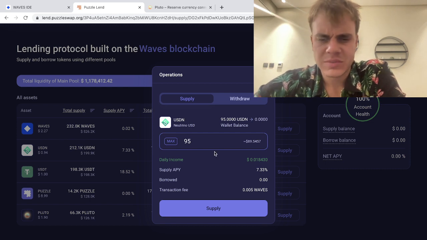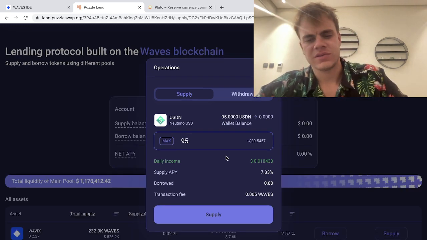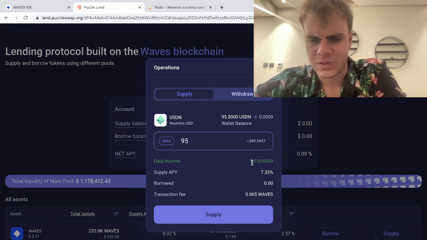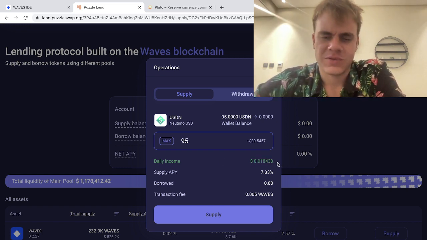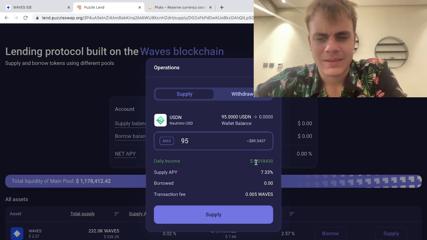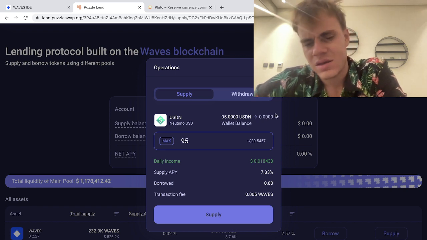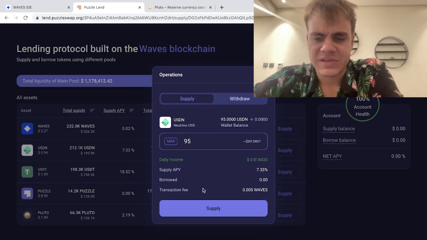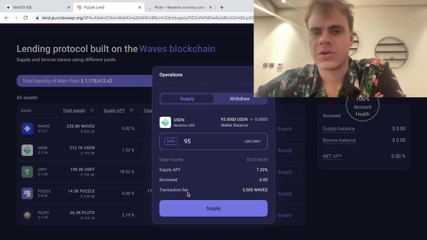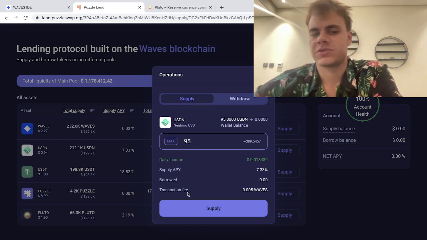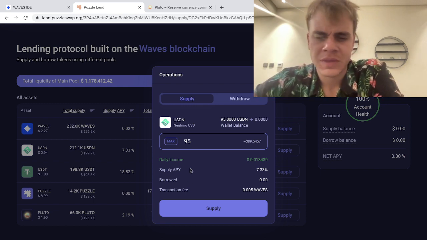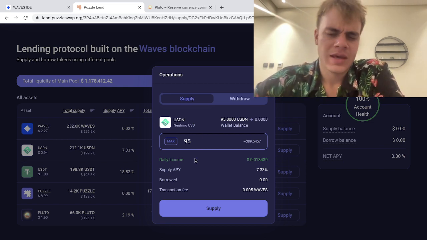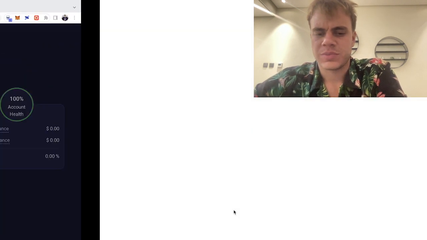So I will deposit a maximum of 95, and I already see the information that my approximate daily income will be 1 cent, which is about $9 in a year or something. Please pay attention that there is a transaction fee which goes to the Waves blockchain itself, because your transaction is sent to the blockchain. You pay no fee for depositing to the protocol. It's free.